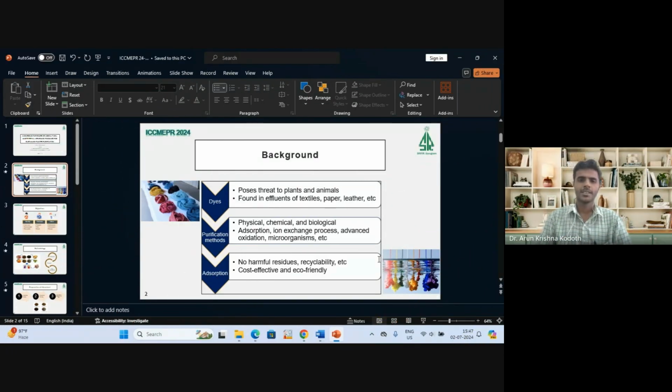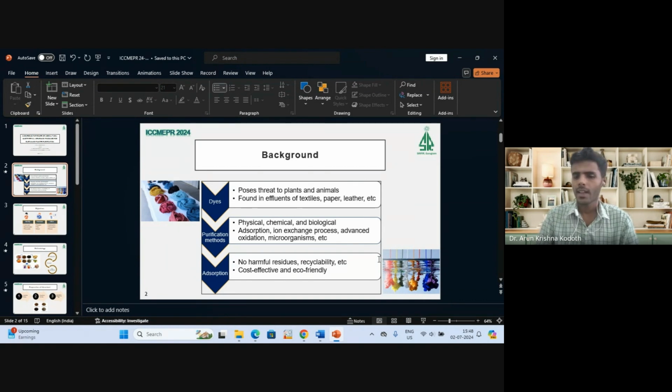Okay. So I was talking about the dyes, which pose threats to plants and aquatic organisms, simply because they mainly come from the textile industries or leather industries or tanning industry. There are many dyes, like azo dyes and xanthines, as well as pigments, which cause a lot of threat to living organisms in the aquatic environment. Because of this, we face a lot of difficulties in the treatment of water, especially from the textile industries.